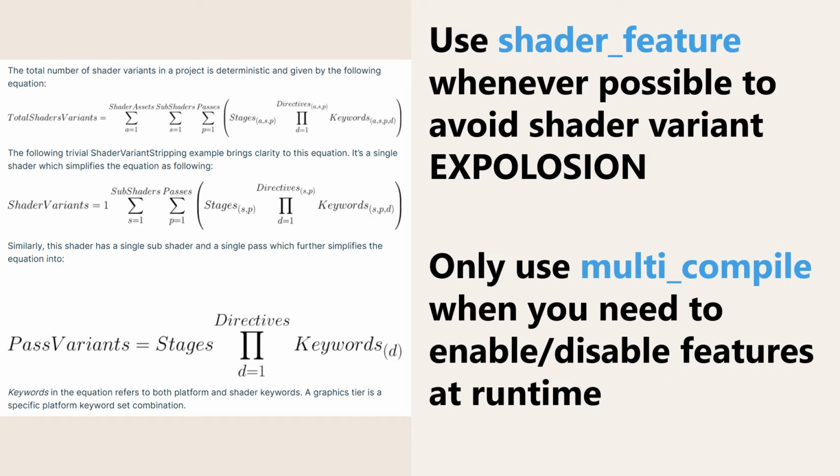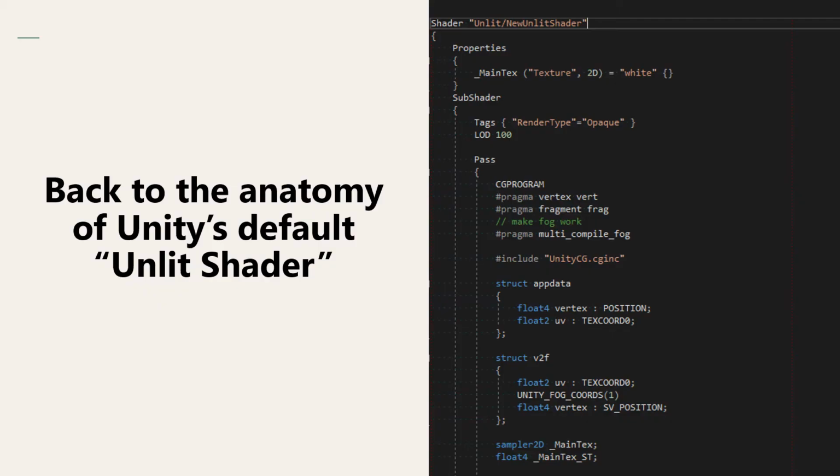I would only use the multi-compile shader pragma when you need to enable or disable features at runtime and you're unsure which ones you actually need. Most Mixed Reality Toolkit Unity projects ship with thousands, sometimes tens of thousands of shaders, so that's kind of the level you can expect. Now that we've completed our tangent, let's jump back to the anatomy of Unity's default Unlit shader.